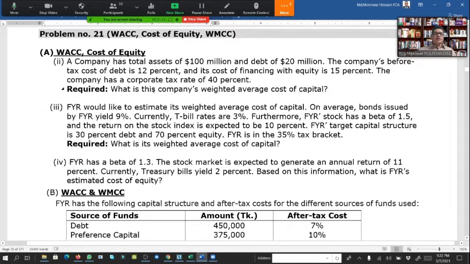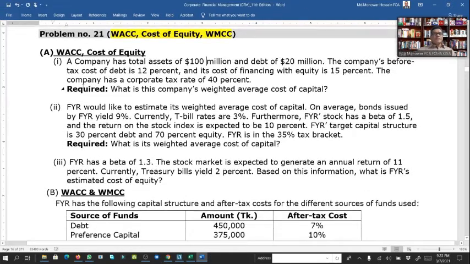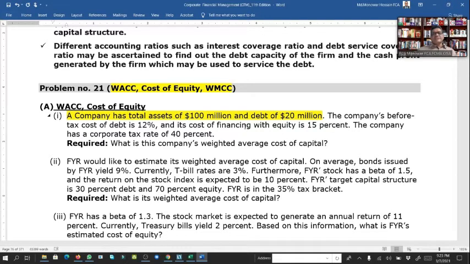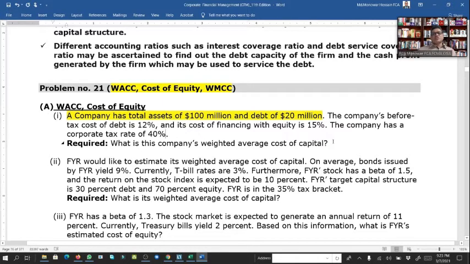Now here is a problem. We will calculate the weighted average cost of capital, cost of equity, and weighted marginal cost of capital. So look here, weighted and cost of equity. A company has total assets of 100 million and debt of 20 million. The company's before tax cost of debt is 12%. Its cost of financing with equity is 15%. The company has a corporate tax rate of 40%. So, what is the company's weighted average cost of capital?